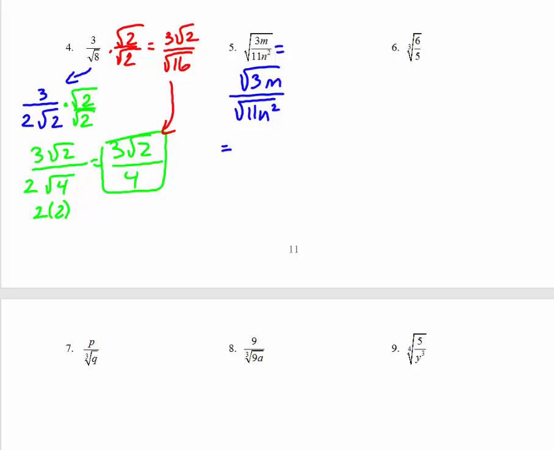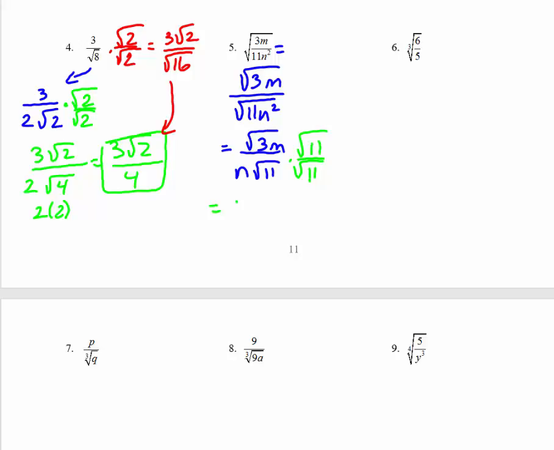Well, we know what we can do with the n squared. So we take out an n and we're left with the square root of 11 still, and on top we get the square root of 3m. So the n came out and the square root of 11 is left. So the first number that 11 can go into that's a nice square is 121, so we need to multiply top and bottom by the square root of 11.